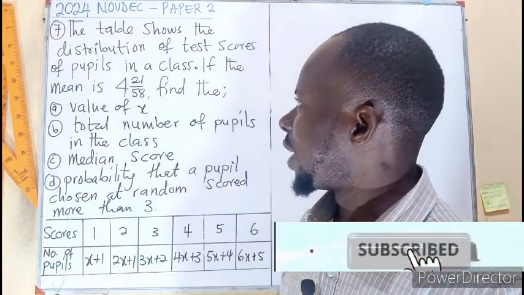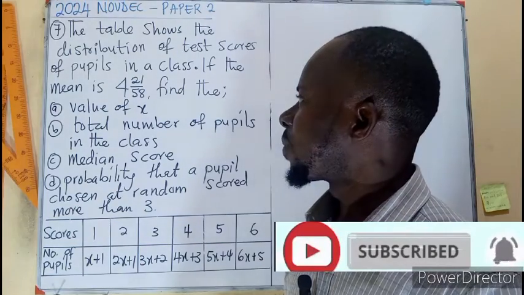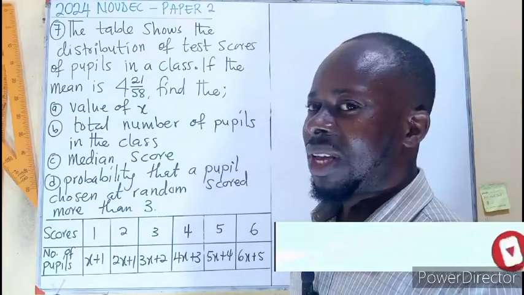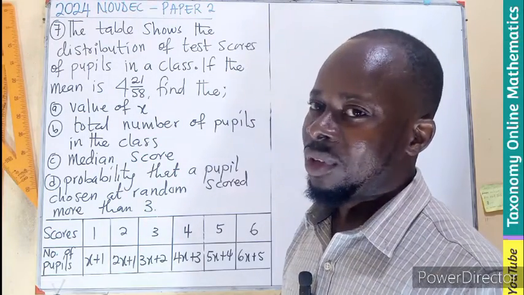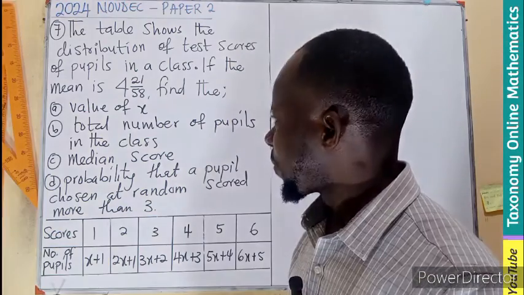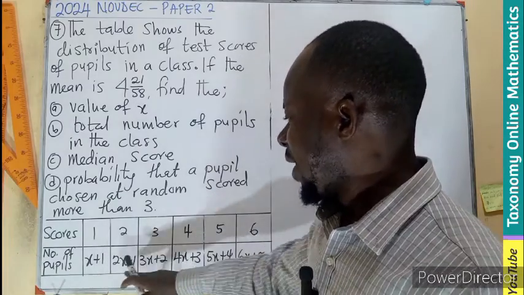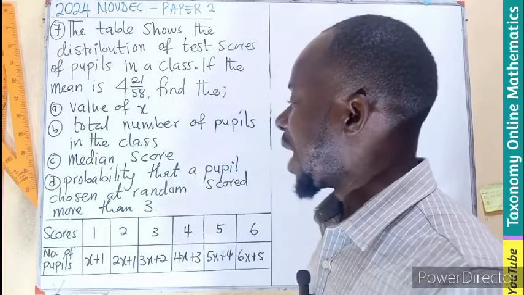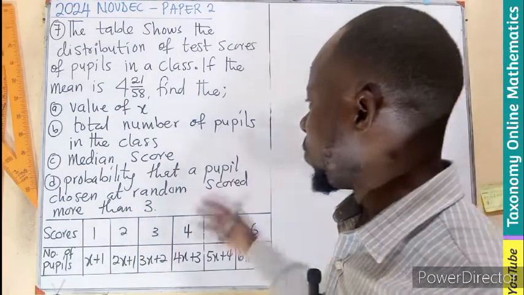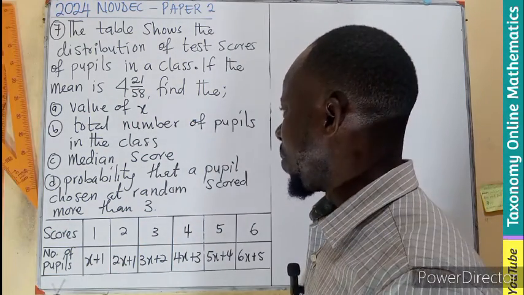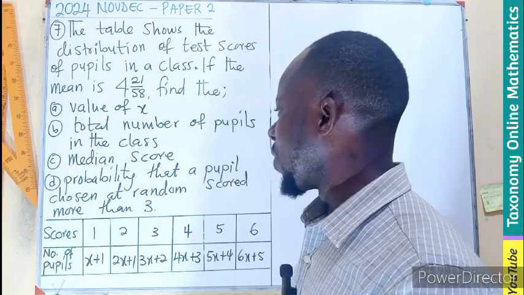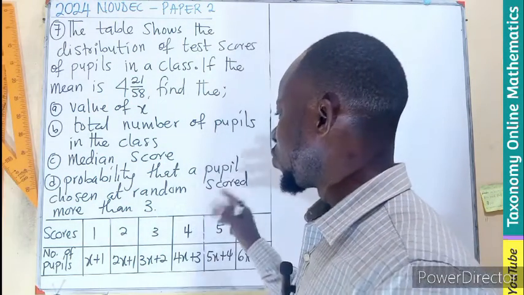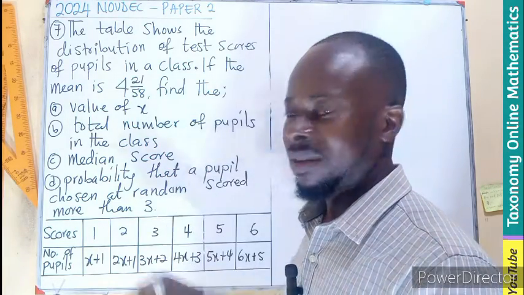The table shows the distribution of test scores of pupils in a class. The mean is given as 4 whole number 21 over 58, and we have to find the value of x, which is part of the number of pupils getting each score. Then we find the total number of pupils, the median score, and the probability that a pupil chosen at random scores more than a given mark. 3 marks.